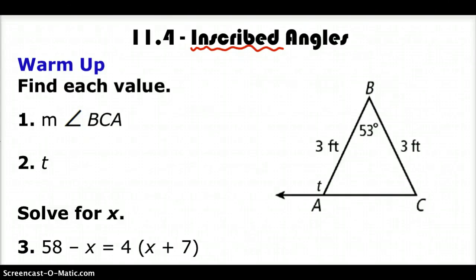Okay, in today's lesson we're going to be looking at inscribed angles. So let's take a look at some prerequisite skills here. The first one they're asking us, what is the measure of angle BCA for this picture?